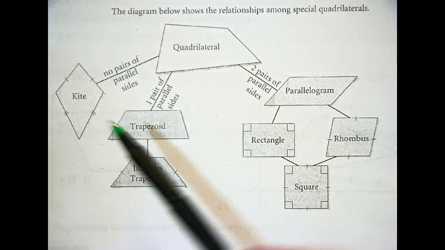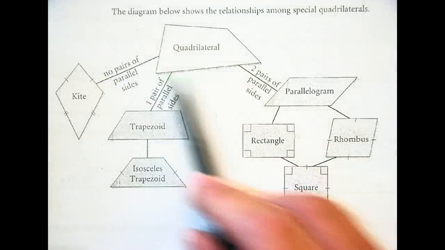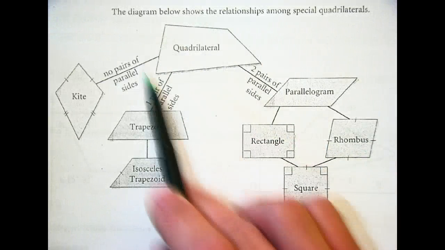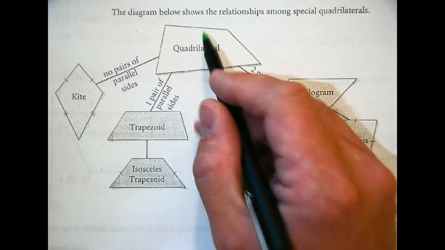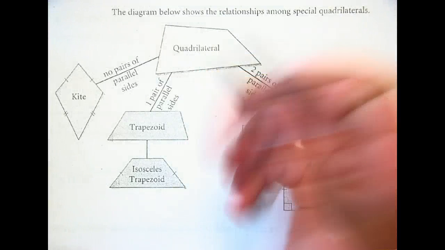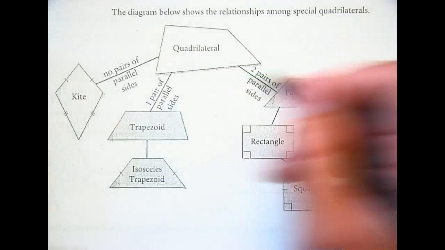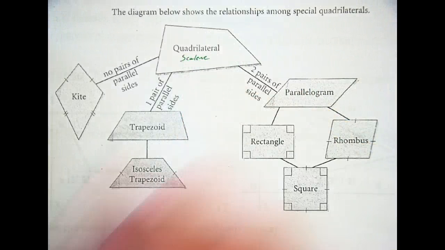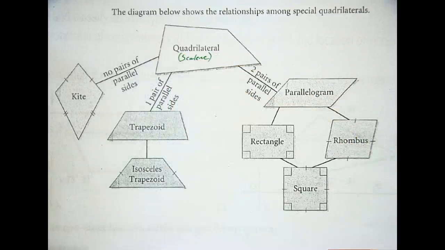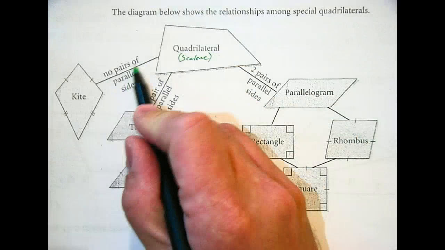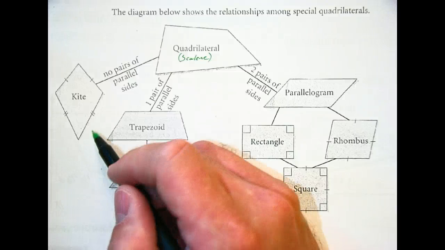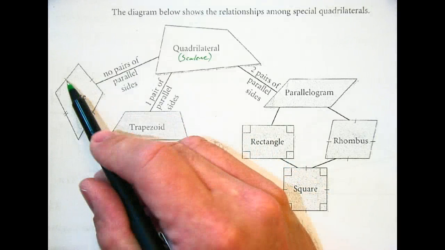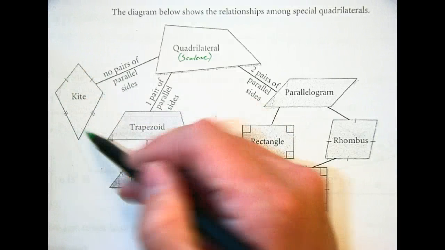So if it doesn't have any parallel sides, it could be two different types. It could be called a scalene quadrilateral, which we know scalene means no sides are equal. So if you want to think of it that way, that's a scalene quadrilateral. Okay, or no pairs of parallel sides could be a kite. Now a kite is unique because, according to these markings, tell your neighbor what a kite is.